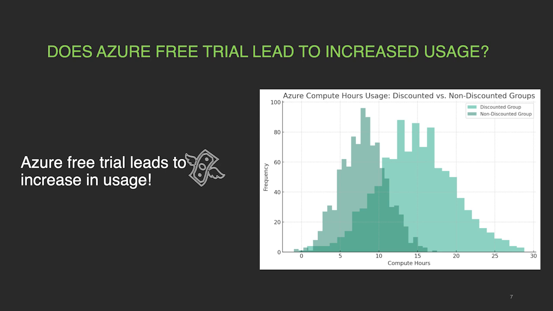But of course, you can't give that to your manager. You're a data scientist. You have to do some formal statistical modeling on it. So you say, I can just do a simple logistic regression. You do the logistic regression, and sure enough, you come to the same conclusion. Azure free trial leads to increased usage. Great. Go give everyone an Azure free trial.